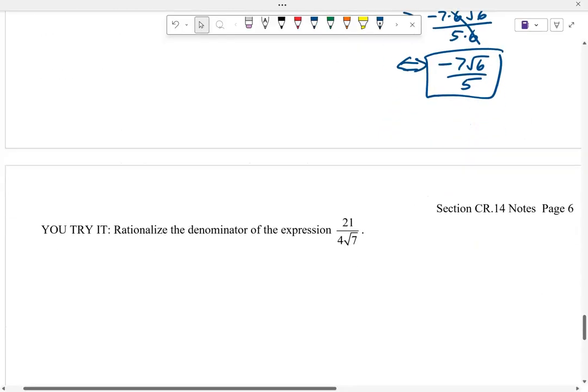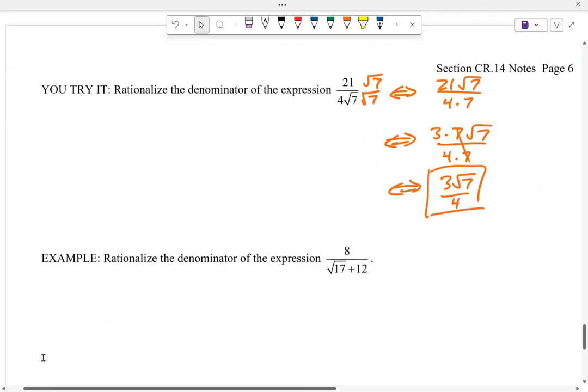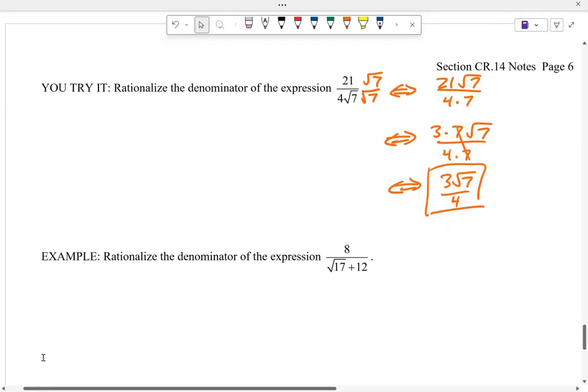Let's go to the next one where you try that. Should end up with 3 root 7 over 4 on that. Now, if you look at this next example, notice not only do I have a square root of 17, I got two terms there. I got square root of 17 plus 12. And so the trick on this is to go ahead and multiply by the conjugate.